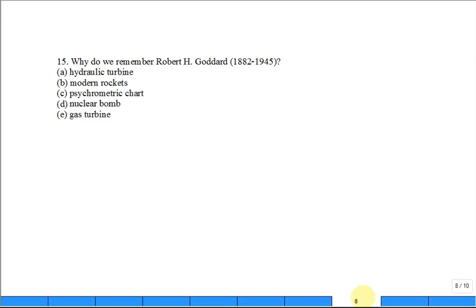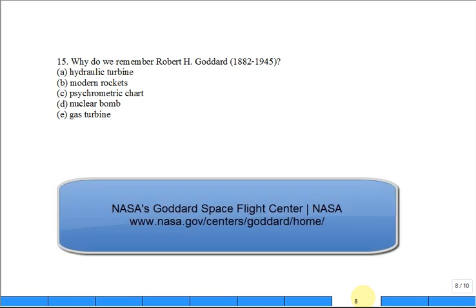Why do we remember Robert H. Goddard, who lived in these years, 1882 to 1945? Is it because of his work in hydraulic turbines, because of his work with modern rockets, because of his work on the psychrometric chart, because of his work on the nuclear bomb, or because of his work on gas turbines? Rockets. The man is correct. And there's a NASA Space Center named after him. And why would NASA name a space center after him? Because NASA's very much interested in rockets to throw things out of the Earth's orbit. So it's the Goddard Space Center.